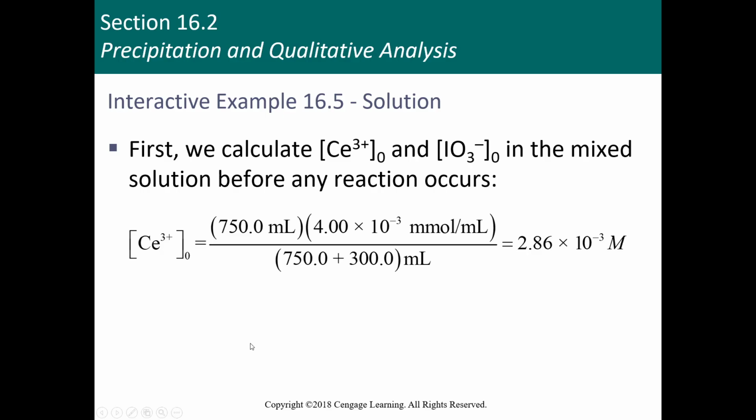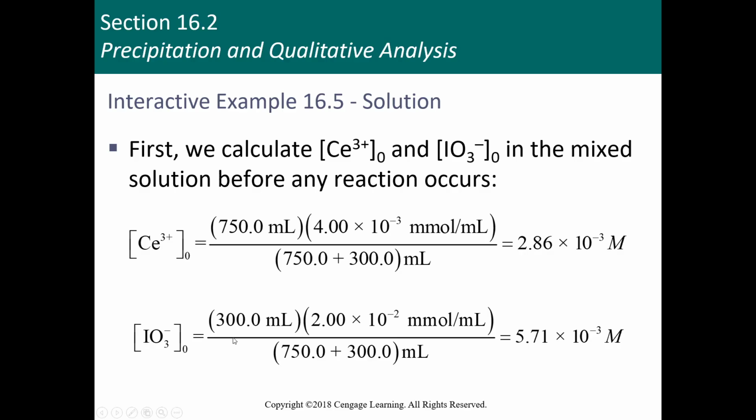And so what we do here is the initial concentration for Ce3+ is going to be the 750 milliliters that we added times its concentration, which is that molarity. We've just represented molarity here as millimoles over milliliters so that the units work out nicely. And that will then be divided by the total volume here, which is the 750 we added plus the 300 that we added of the other solution. We go ahead and do the math here, and we get the Ce concentration right here is 2.86 times 10 to the negative third.